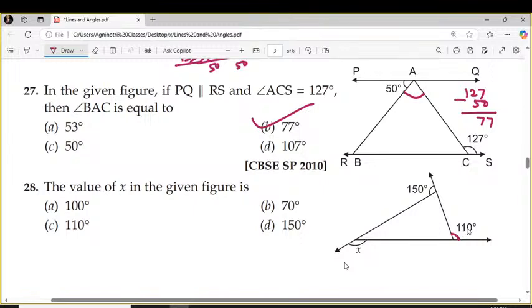And for this x, if this is 110, and this is 150, actually the sum of all these is 360. That's why 360 minus 260, that is 100. Is it 100 that you got? Yes, sir.